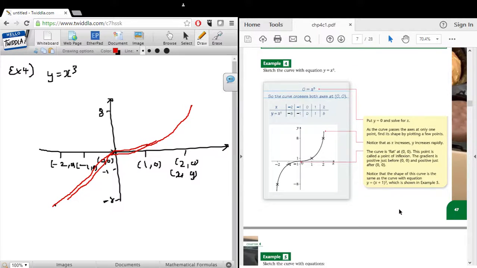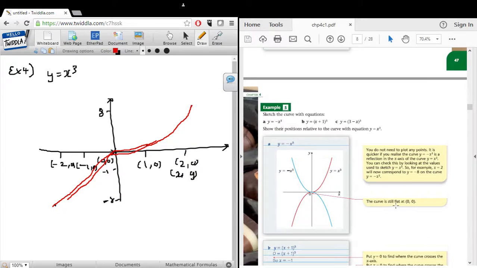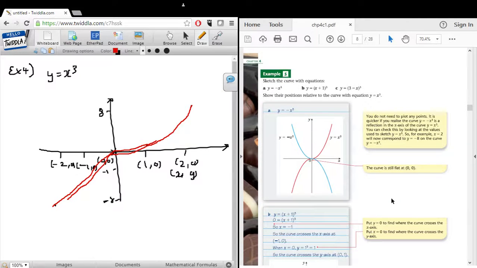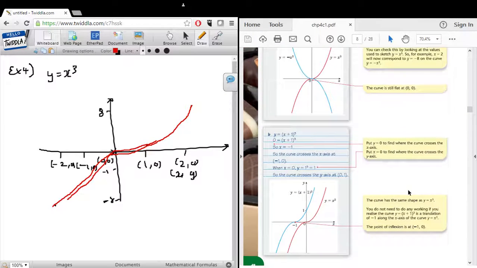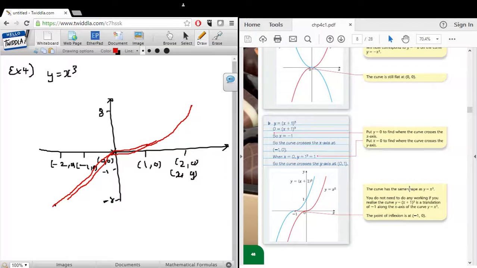So if we carry on, this just gives you an appreciation of the y equals x cubed we've just marked out, and y equals minus, or negative, x cubed. Okay, it will almost be a reflection, a symmetrical reflection. Okay, just remember that for future. Now you can see what happens.